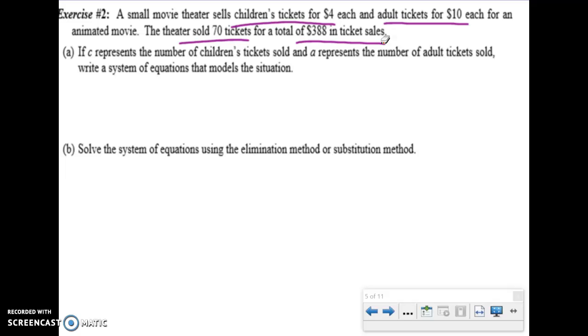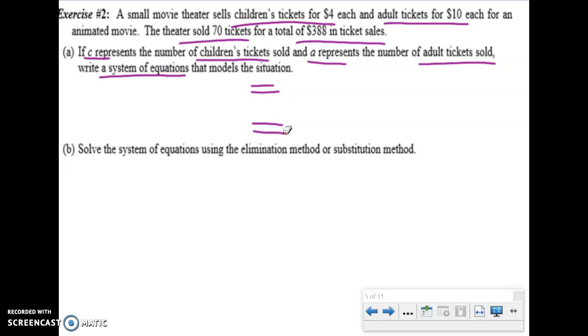Now, let's let C represent the children's tickets. So they're doing our let statements for us. Thank you very much. We do appreciate that. It saves time. We want to write a system of equations. Key words: equations mean equal, system means two. My suggestion, just get it down, all right?